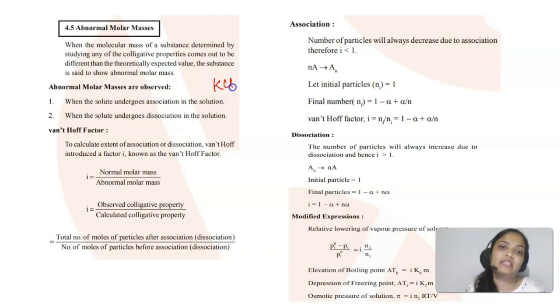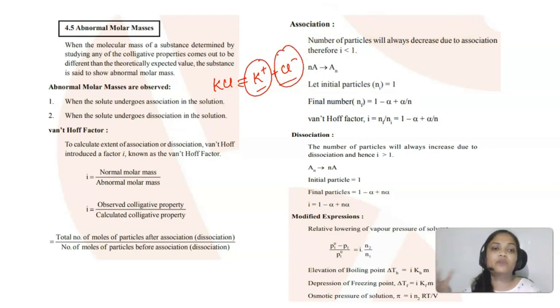Like if I am having KCl, and I put it in water, it will get dissociated into K+ and Cl- ions. So in that case, the number of moles of solute that I am having will be more than what is expected. So obviously the molecular mass would change. To express this change or abnormality in molar masses, the Van 't Hoff factor was introduced.